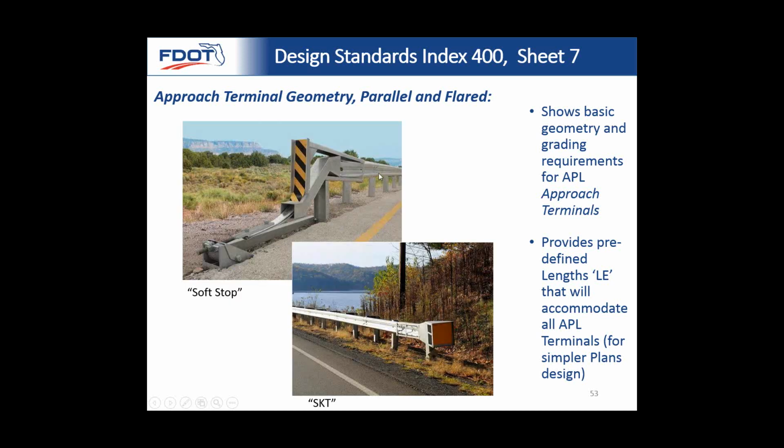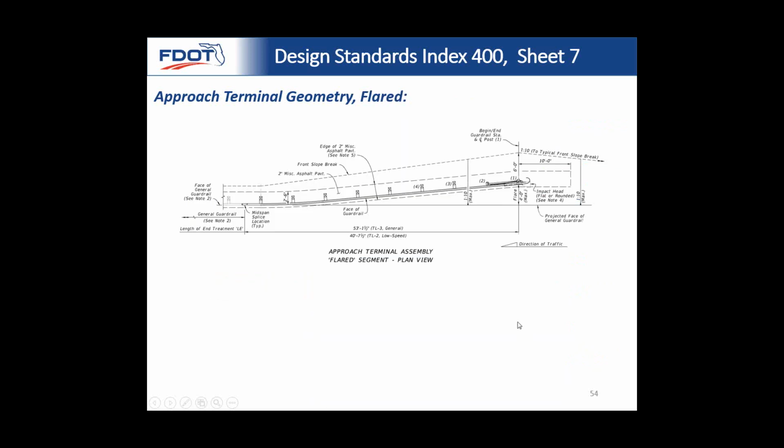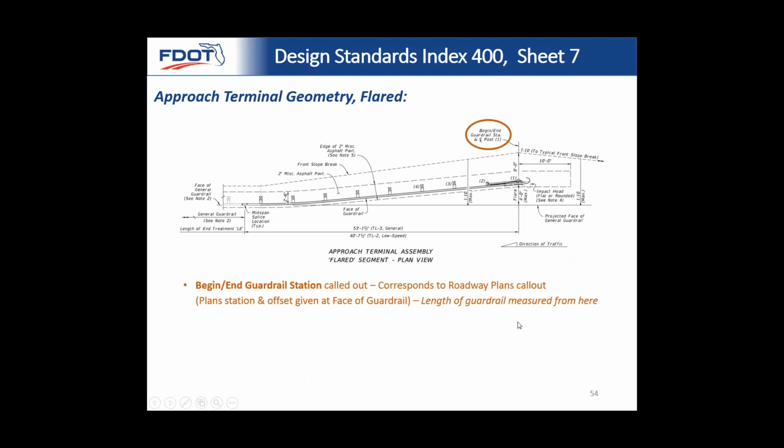Here are examples of what some of them look like. This is called the soft stop. These are on our APL, the approved product list, which are department-approved devices that contractors can pick from. We have one called the soft stop and one called the SKT, just to show you some examples of what they look like. Let's call out some simple things in our drawings.